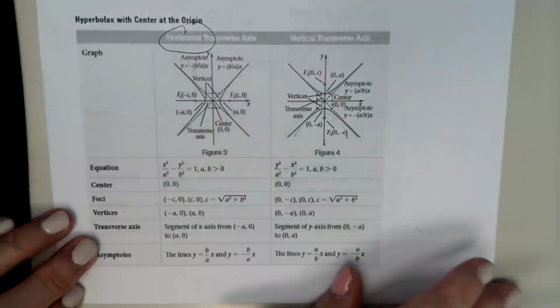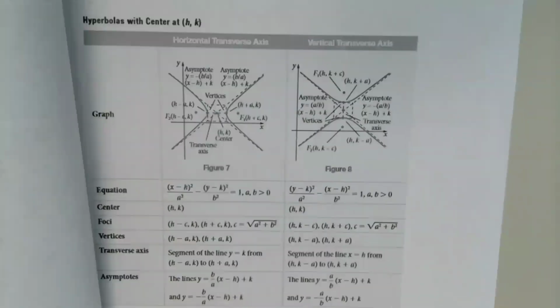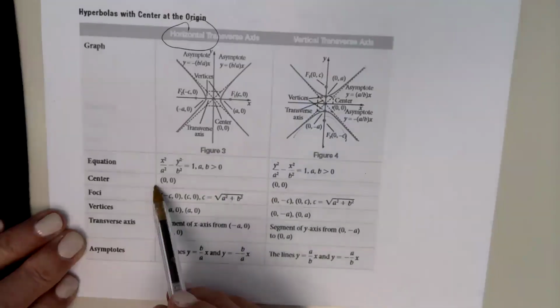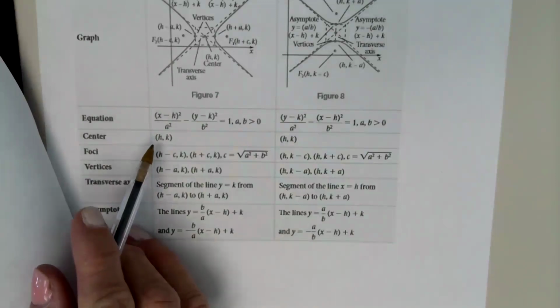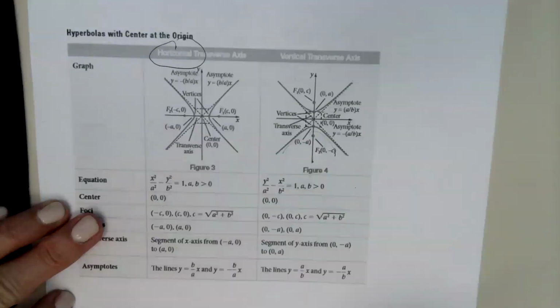And then of course, if you flip the page, we could have our center. So our center on the first page is at 0, 0. But our center could be shifted as well, H and K. So we're going to look at a couple examples.